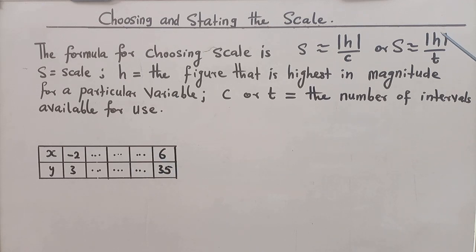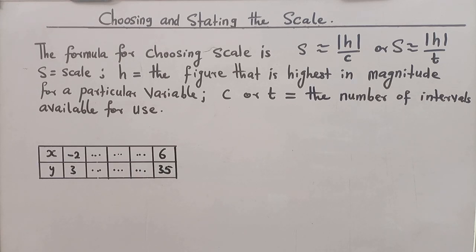If we place 6 here, it thinks that we have realized that the highest magnitude belongs to 6. So we place it here only for this X. Then next, if we are choosing the scale for this Y axis, all the values in Y range from 3 to 35. Here also, while using this formula for finding the scale, this H is 35 for Y.